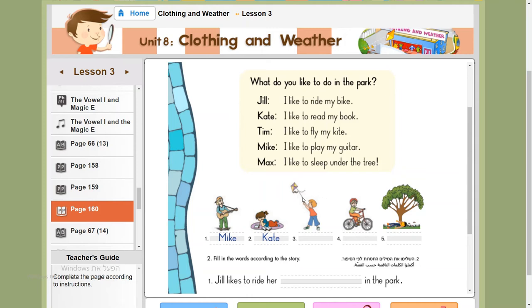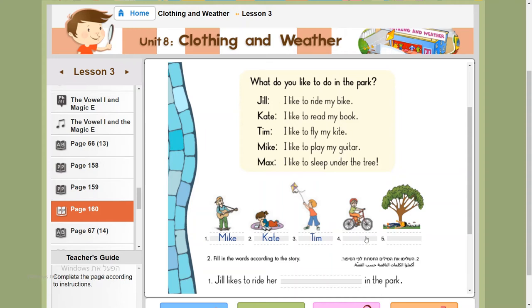عشان نوصف إشي يصير الآن. Okay, to describe the picture. Present progressive. طبعا تعلمنا عنه إضافة ing للفعل. Okay, who is flying the kite? It's Tim. Great, Tim. And this one is riding the bike. Riding the bike. Okay. Who is riding the bike?